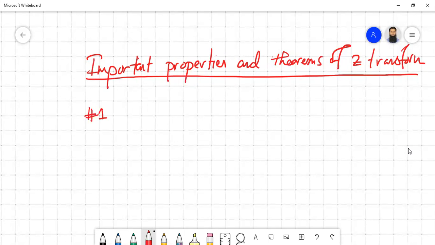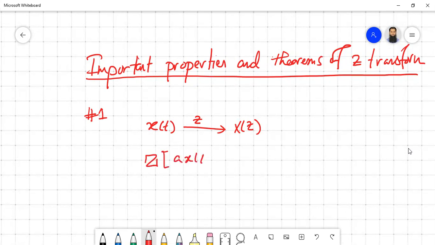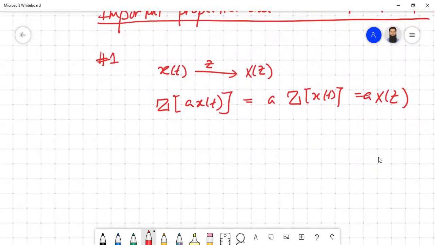If the Z transformation of x(t) is X(z), then what is the Z transformation of a x(t)? Multiplying by an arbitrary constant, it will simply be a X(z). So it is a very simple thing and doesn't actually need a proof. You can just see it by example. Still, in the book a small proof is given, so it's up to you to have a look at that.